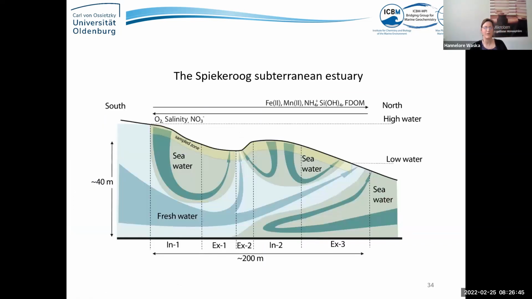And just a very generalized picture of what we think the subterranean estuary looks like there. Here is a cross-section of the North Beach. We have the freshwater from the freshwater lands, from the main water body that is discharging in this kind of runnel system that we saw earlier, but also the low water line. And in between, we have two seawater recirculation cells. And then, of course, when we go from the high water line, which is here in the south, towards the low water line here in the north, we have an increase in reduced species and also silicate and this fluorescent DOM that we also saw earlier in other studies. So we do see this pattern here as well.